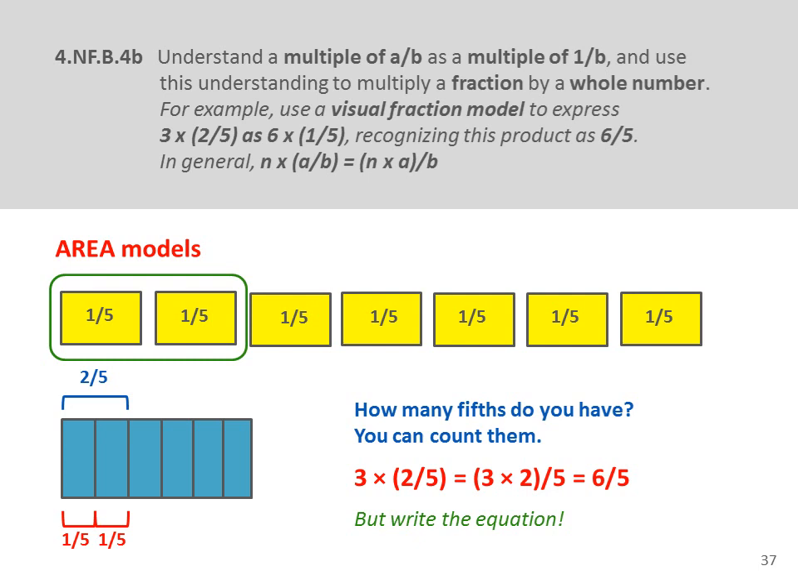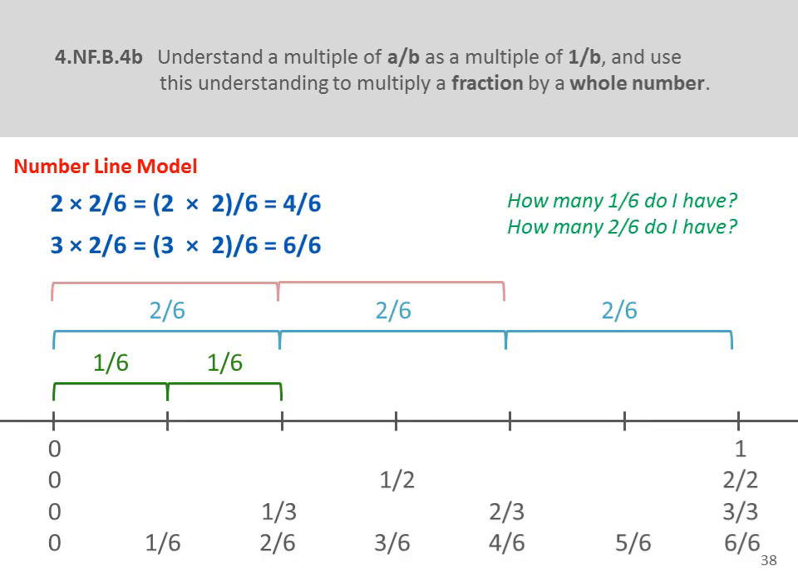In general, the standards are now defining the multiplication of a fraction by a whole number, n times the fraction a over b, as n times a over b. Here we see the standard modeled on the number line. We've multiplied 2/6 by 2 and then by 3.